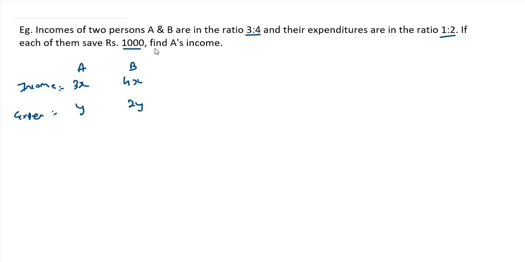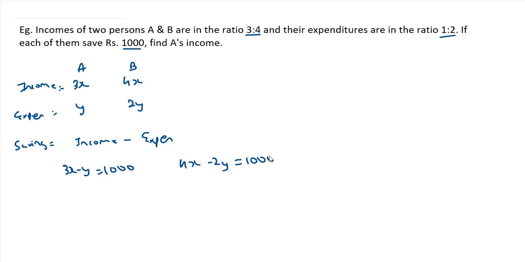Now each of them is saving 1000 rupees. So what will be the saving? Saving is nothing but income minus your expenditure. So this will be your saving. So A's saving will be 3x minus y, and this is equal to 1000 rupees, since each of them is saving 1000 rupees, and B's saving will be 4x minus 2y, and this will also be equal to 1000 rupees. So we have two equations, two unknowns. We can solve them. Once we obtain the value of x and y, we'll substitute the value of x in this equation, 3x and 4x, we'll get the income of A and B.